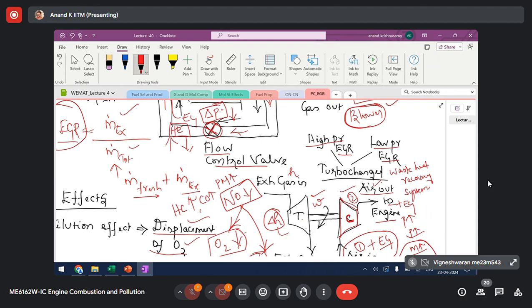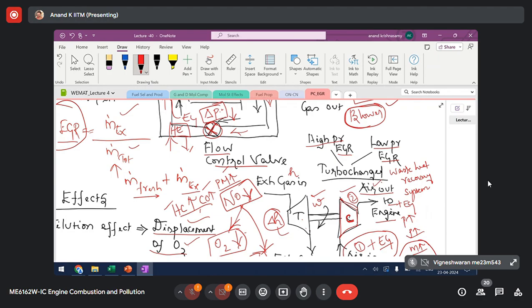So you will have a drop in NO. That's why EGR is an effective method. But you have other effects: especially HC, CO, and particulate will increase because temperature is less, oxygen is less. Drop in temperature and drop in oxygen will reduce the oxidation rate of HC, CO, as well as particulate.